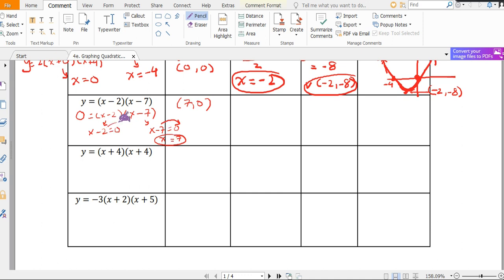If I look over here, same thing. If I move the 2 to the other side, I get x equals positive 2, which means my other x-intercept is (2, 0). And that's simply based on the fact that all x-intercepts have a y value of 0. And that is why the sign switches.